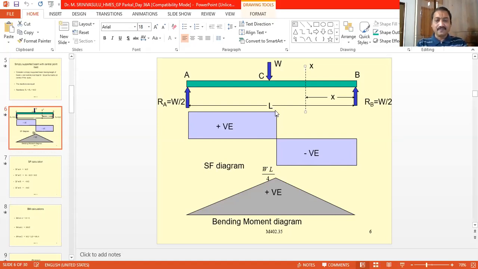Now here, between the points C and A, there is no other force, so the shear force will remain constant. So here also we have to join with a horizontal line up to the point A. Now these two rectangles, one positive and the other negative, will represent the shear force diagram for the given simply supported beam. Now coming to the bending moment diagram.